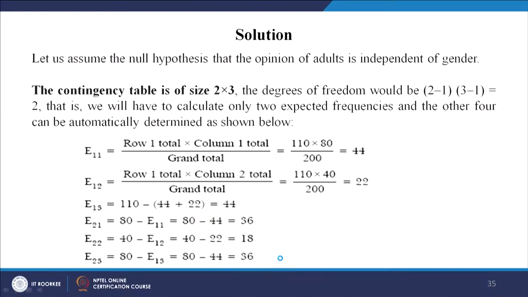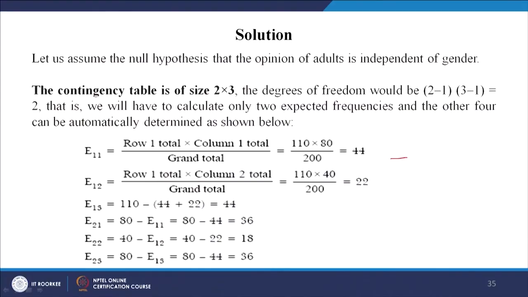Let us assume the null hypothesis that the opinion of adults is independent of gender. That means gender has no impact, male and female. So, what male says and what female says, there is no difference, it is more or less the same. Now, we build a contingency table. So, what is this contingency table? We said there are two genders, male, female, and three opinions. So, a table is formed which is called a contingency table of 2 into 3.